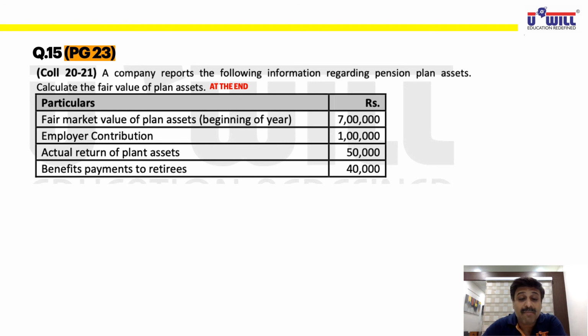So fair value of plan assets in the beginning of the year will become our starting point. Employer's contribution, normally we minus, now you do plus because they will go on the right side. Actual return on the plan assets remain on the right side, so they'll be added. Benefit payment to retirees, normally we plus, if you take it on the right side, they'll become minus. So pause the video and find out the fair value of plan assets at the end of the year.